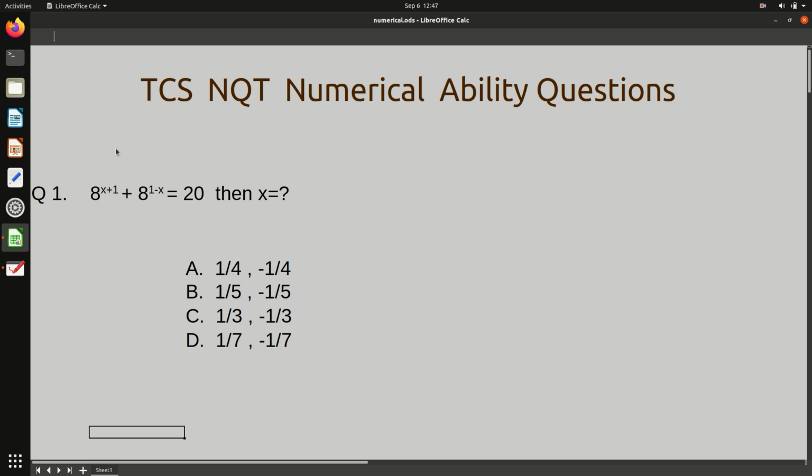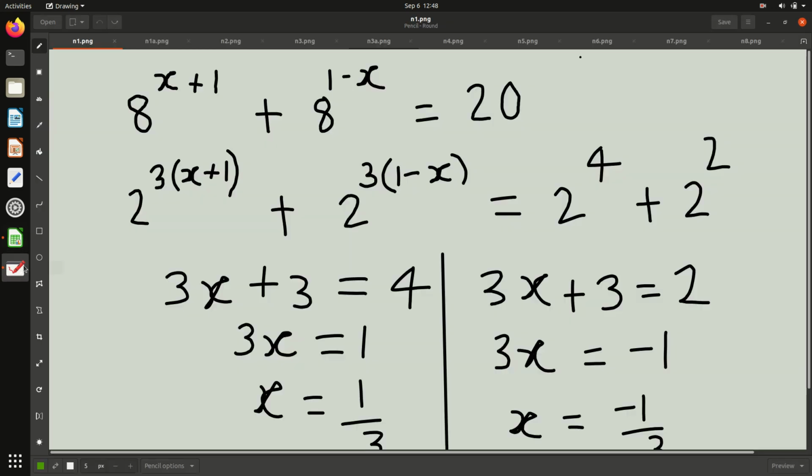Now let us see how to solve this. The first question is on your screen, and you can pause the video and try, then we will move to the solution. I hope all of you must have gone through the question. Now let us see how to solve this one.